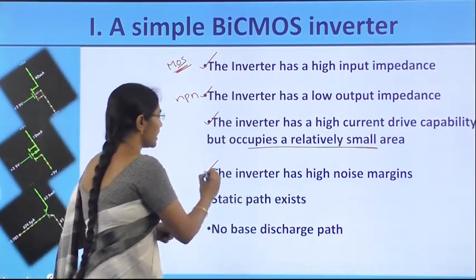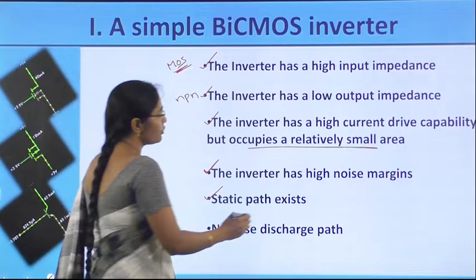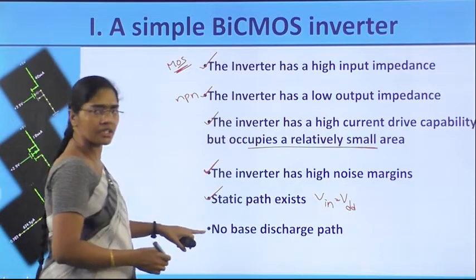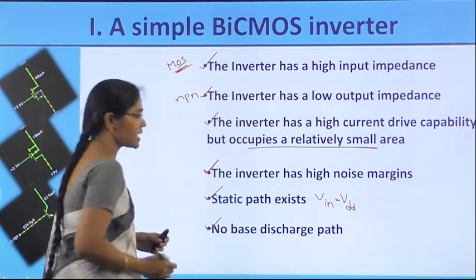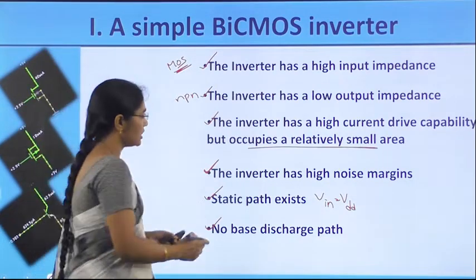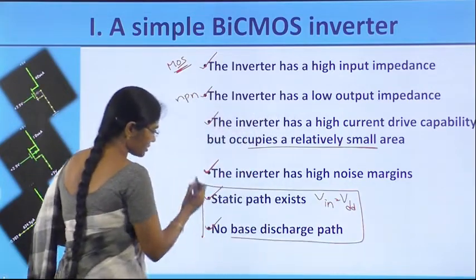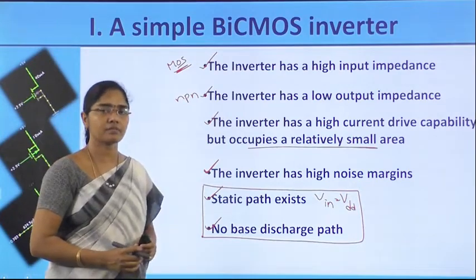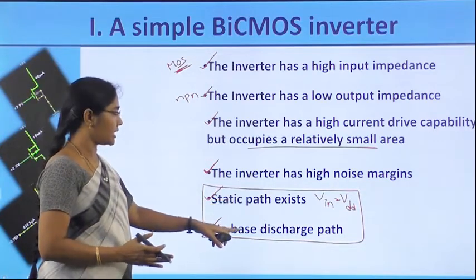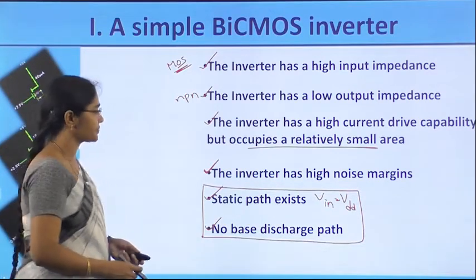Then the inverter has high noise margin, because having high input impedance and low output impedance gives a high noise margin. And it has a static path between the 2 power rails when Vin is equal to VDD. This is the problem. One more is, there is no base discharge path for the 2 NPN transistors while they want to go into the off condition. So these 2 problems need to be addressed for the improvement of this BiCMOS inverter. First, no static path should exist, and a base discharge path is required, as it is missing in this simple BiCMOS inverter. Let's see that.